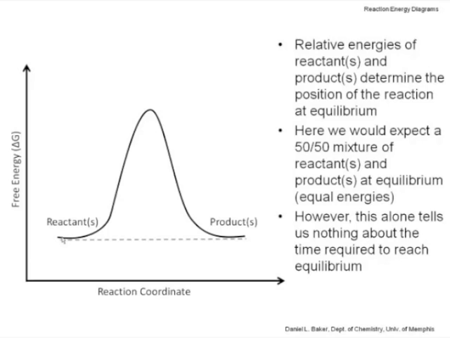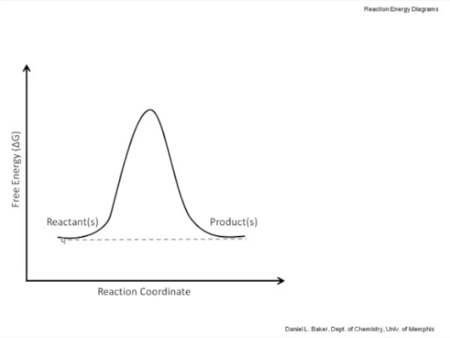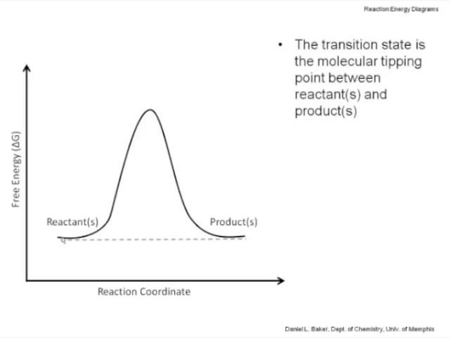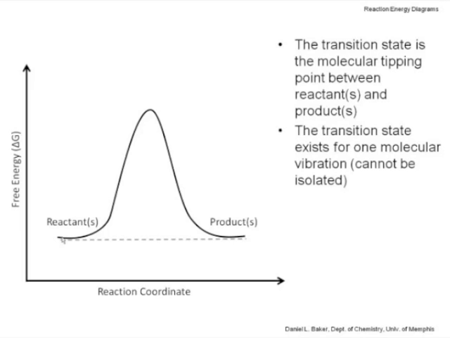But alone, the energy of the reactants and the products tell us nothing about how long it'll take to reach equilibrium. So the transition state is the molecular tipping point between the reactants and the products. This is a transient species. It exists for a single molecular vibration. It's not stable. It's not isolatable. So we're talking about the very tippy top of this mountain here. If you tip this way, you go back to reactants. If you tip the other way, you go to products.